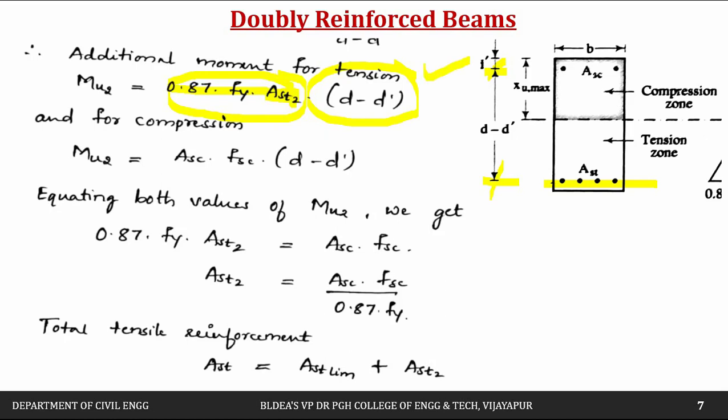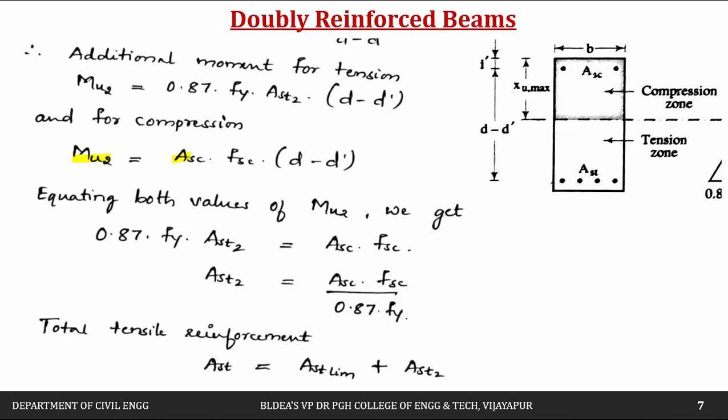Based on the same concept, we have already done this in the singly reinforced beam. The same thing we are applying, but it is like extra. Why? Because we have provided additional reinforcement. Due to that, the moment resisting capacity of the section is increased. So additional how much moment it can carry due to this tensile reinforcement, that we are calculating. Same concept that we have done in the earlier singly reinforced beam.